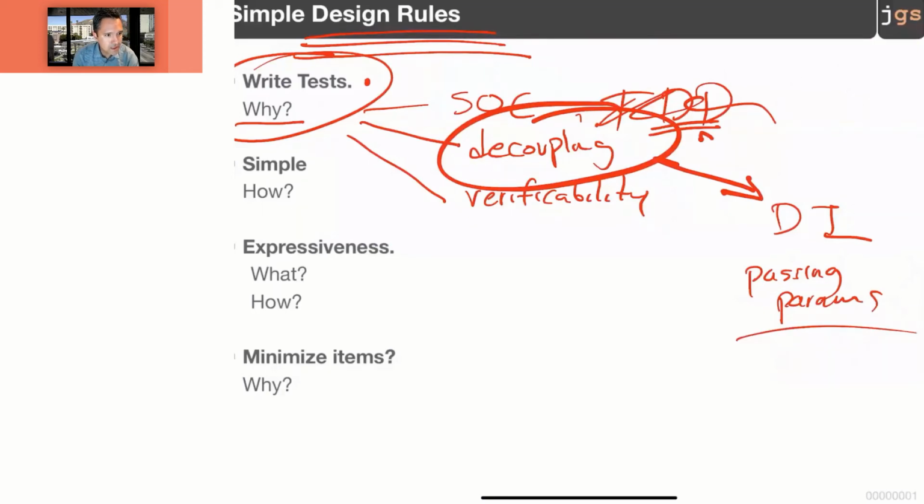Dependency injection. If you want to think about a parameter, usually that is a fancy name for passing a parameter. You're going to do something, you need something. Instead of creating that something, you're going to get that something from a different place, maybe as a parameter. Dependency injection.